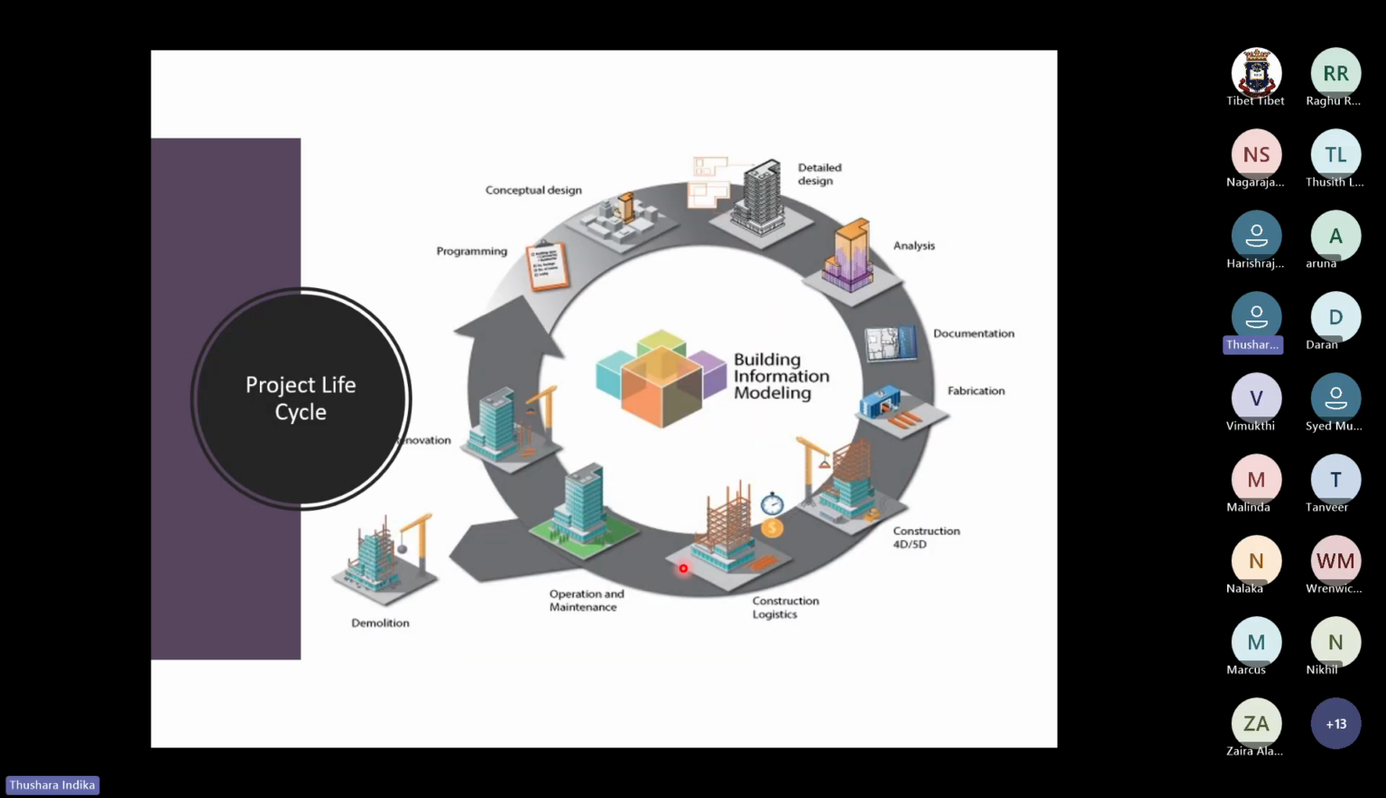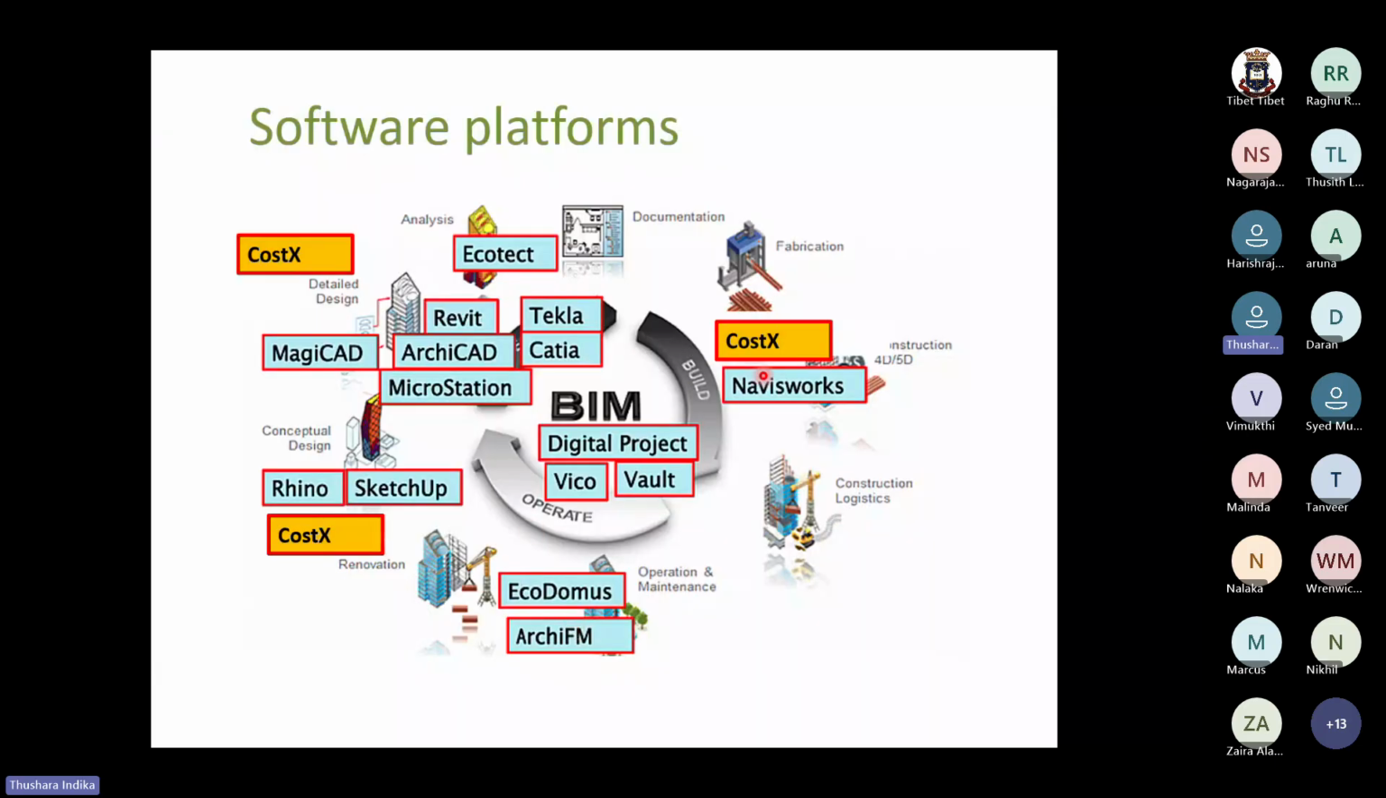So same thing here, dimensions. And then this is what we call the life cycle of a project. I'm not going to explain. And then these are the potential software that can be used at different intervals in a project, okay, during the life cycle of a project, including the facility management part, right? Like ArchiFM, FM is facility management here. So you have different software to do different things at different stages of the life cycle costing.